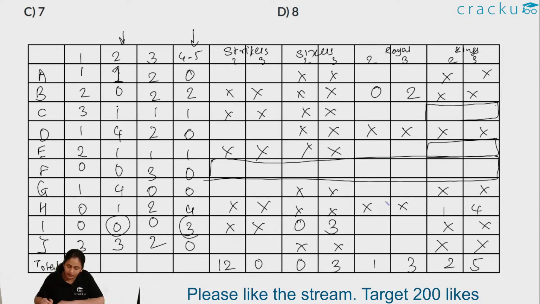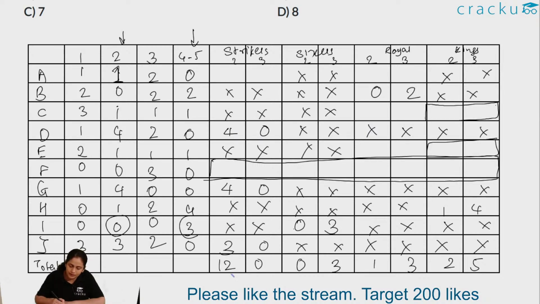E can be over there. G cannot be there because he is 4 0, and this guy is already done, and this guy cannot be there because he is 3 0. So if I look at J, he can only be in strikers. So this 3 0 is over here. Look at G, again he can be only in strikers, so his 4 0 is over here. Same with D, he can only be in strikers, so his 4 0 is over here.